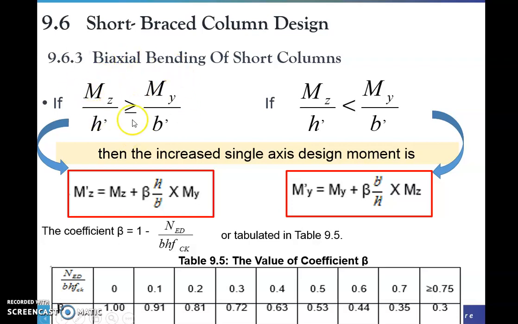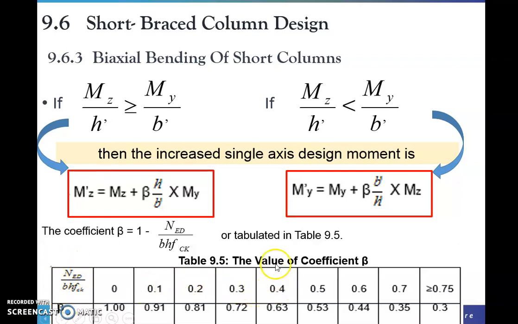So we already have two condition here, and mana condition yang fulfill, kita akan use the design moment. Dalam design moment kita ini, kita tengok ada nilai beta. So Mz tak ada masalah, My tak ada masalah, h prime, b prime pun tak ada masalah. So beta adalah coefficient. So coefficient ini adalah 1 minus this equation, N_Ed over b h fck, or we can find it in this table. So we can find the value of beta here by using the value of this equation.